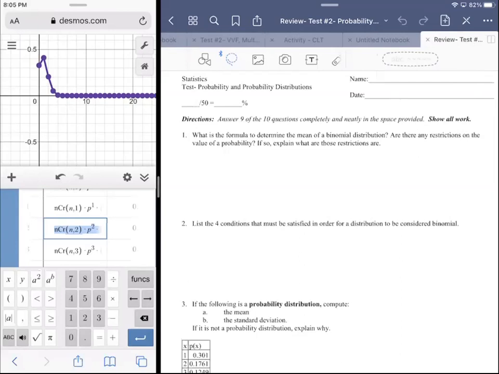So anyway, numero uno, we have: what is the formula to determine the mean of a binomial distribution, and are there any restrictions on the value of a probability? If so, explain what those restrictions are. All right. So on the breakdown, I said formulas for mean and standard deviation of a binomial distribution. Something important to keep in mind is that I'm a man of my word. If I say that it's going to be mean and standard deviation of binomial distribution, that's the only way the question would be posed, then I'm going to stick to that.